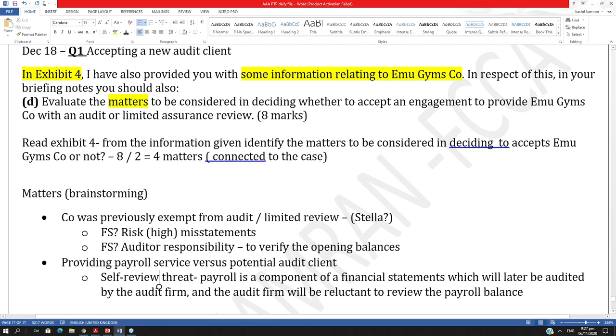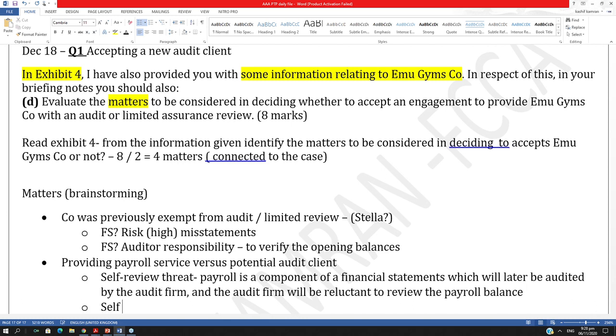Payroll is a component of a financial statement which will later be audited by the audit firm, and the audit firm will be reluctant to review the payroll balance. So have I justified why it is a self-review threat? Or did I just write it is a self-review threat? So providing the payroll services to a potential audit client, do you believe it gives rise to a self-review threat? So self-review threat is one ethical matter.